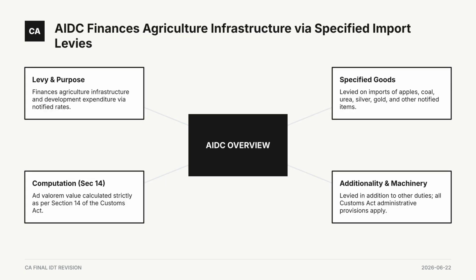Agriculture, Infrastructure and Development Cess, or AIDC, is another additional levy imposed on specified imported goods. Its objective is to generate funds for improving agricultural infrastructure and supporting development expenditure. This cess applies to notified goods, such as certain agricultural products, precious metals, and other specified imports. Importantly, AIDC is levied in addition to all other customs duties and follows the administrative provisions of the Customs Act regarding assessment, refunds, appeals, and penalties.